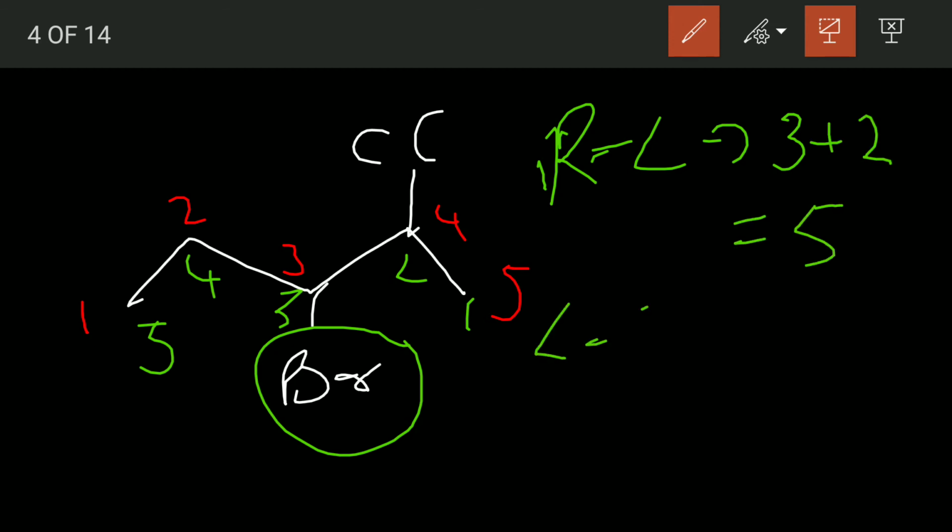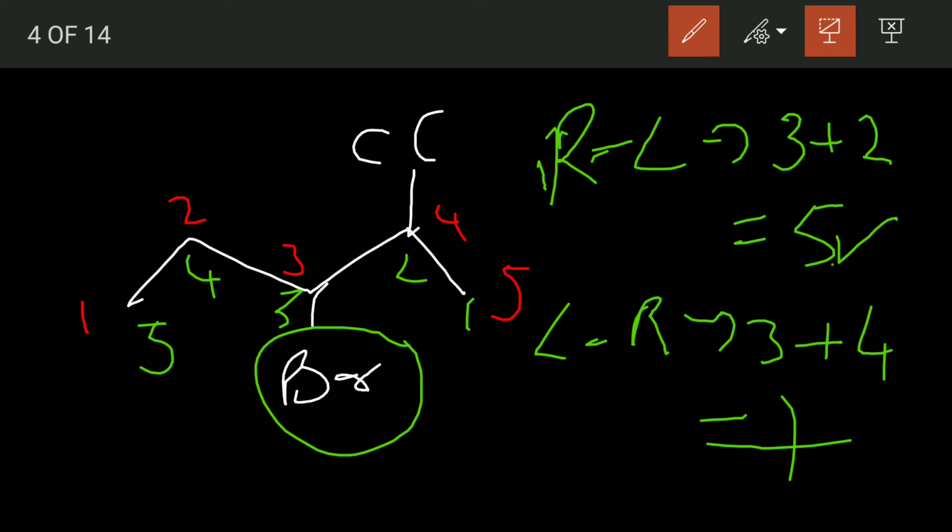From left to right we have 3 plus 4, that is equal to 7. They do it like this, and the lowest number is this, so they do it from right to left. In this case the answer is correct, but in many cases it may become wrong. So always compare the first point of difference.